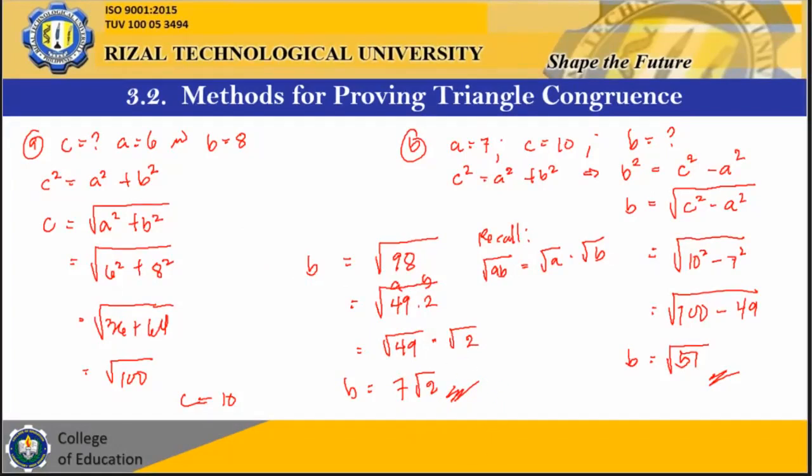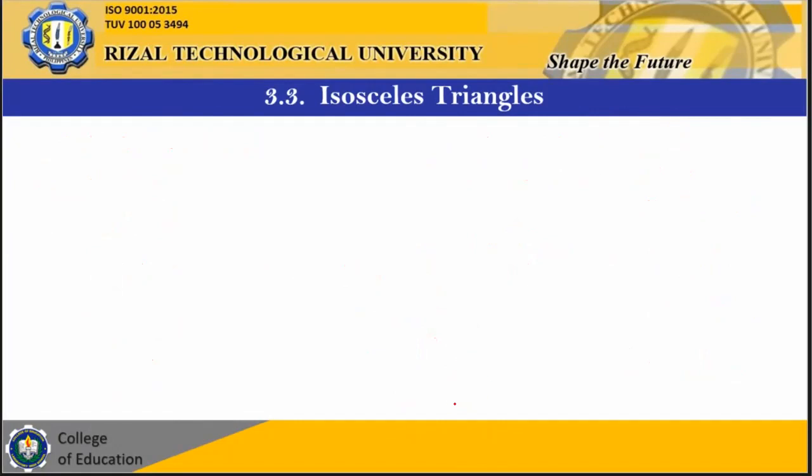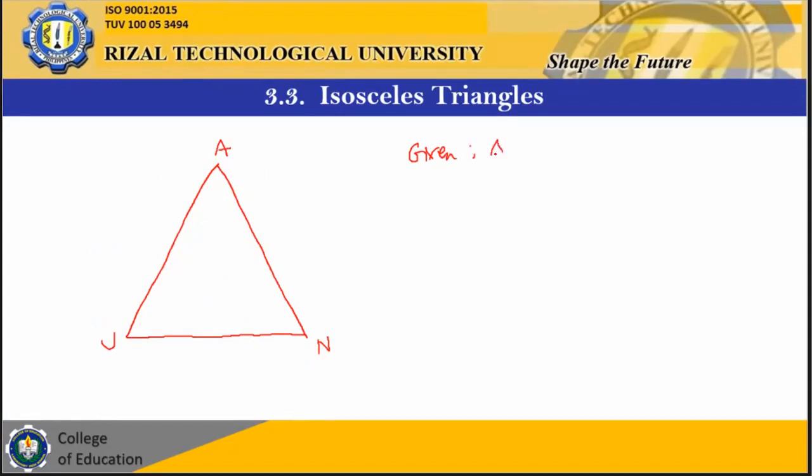Okay. So let's talk about isosceles triangles. So first is that we know that basically, if we have an isosceles triangle, let's name this one as triangle JAN, January. Okay. So triangle JAN. So given that triangle JAN is an isosceles triangle. Isosceles triangle. Okay.